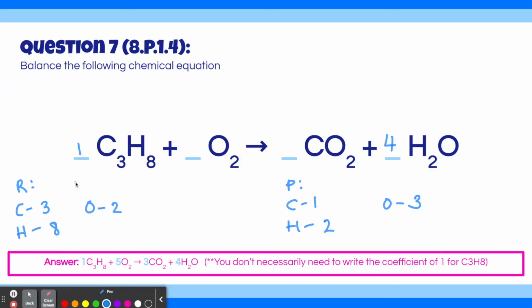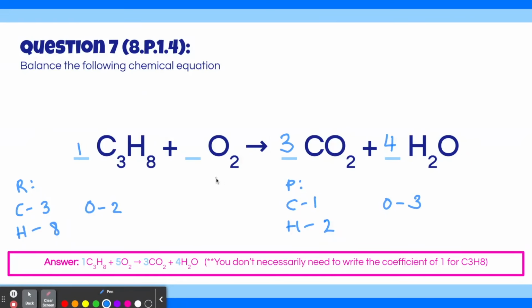Now we repeat the step we just did with another element. I'm going to use carbon because it's the other element in the original compound we picked. So right now, the left side, or the reactants, have 3 carbon, and the right side only has 1. So we're going to add a coefficient of 3 here.